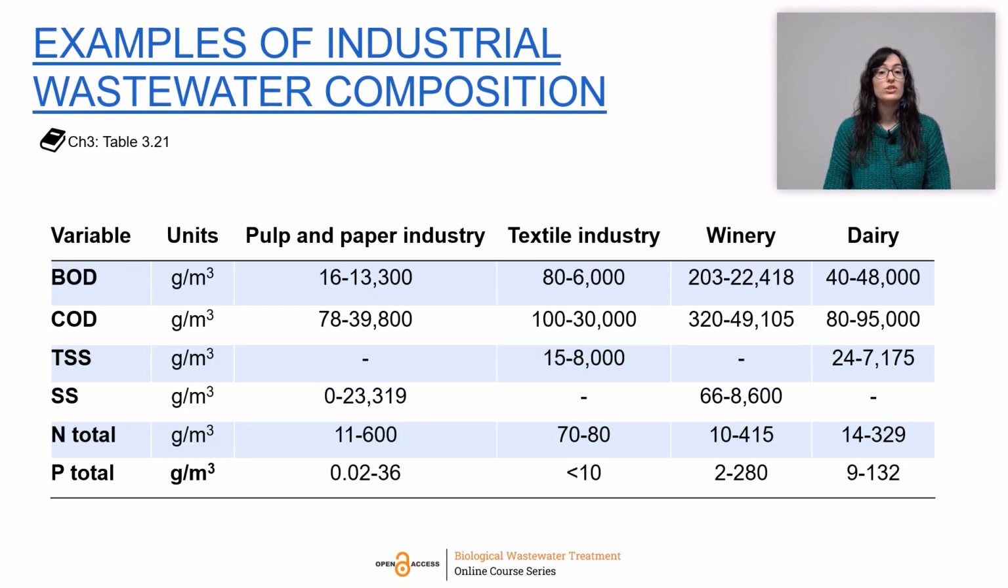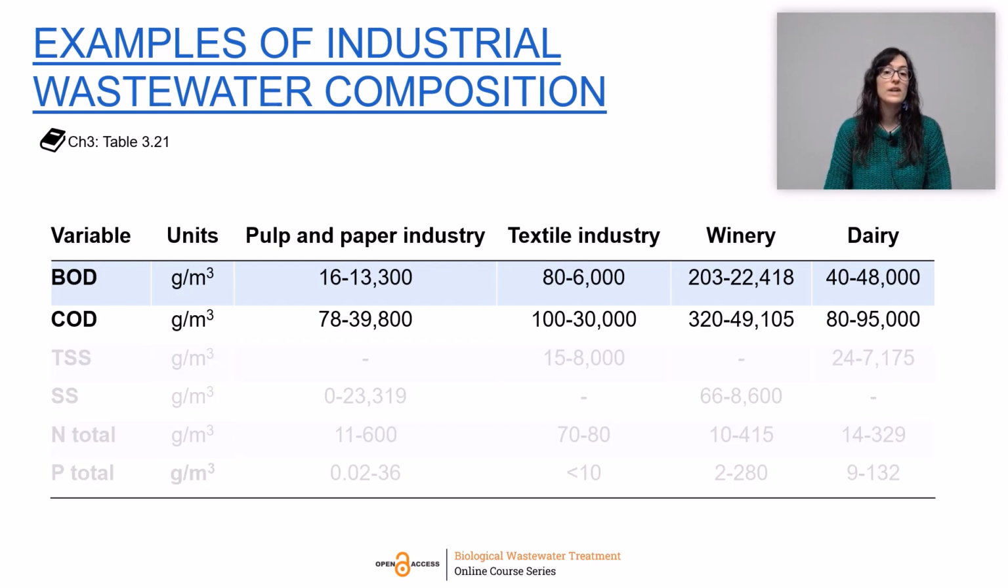This table shows examples of the typical composition of different industrial wastewaters. As you can see, the concentrations of all the pollutants are in general much higher than those from domestic wastewater, and the values are highly dependent on the type of industry.